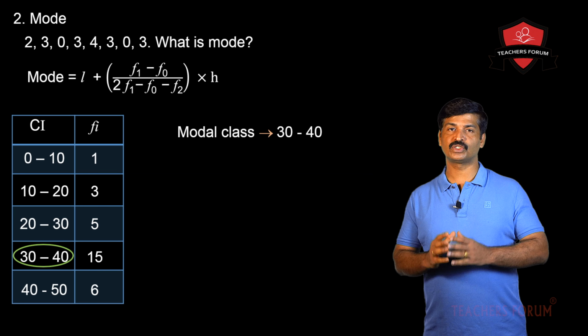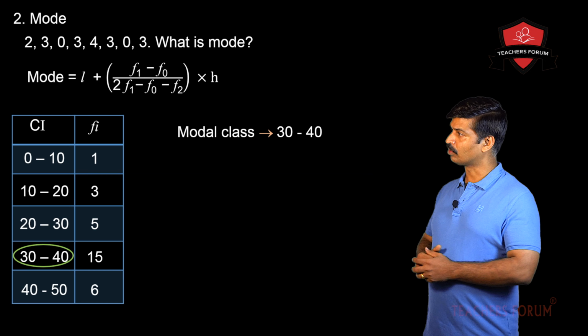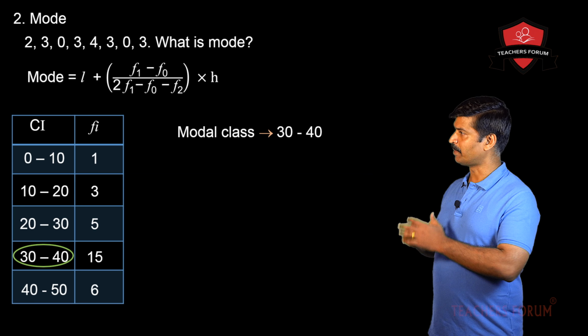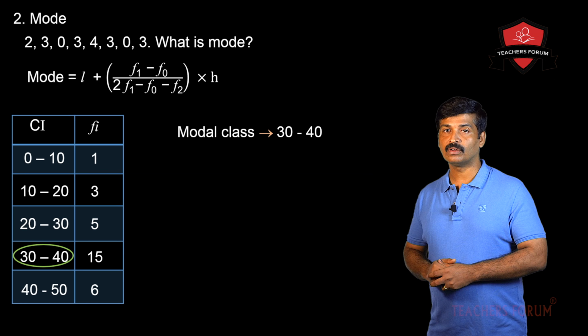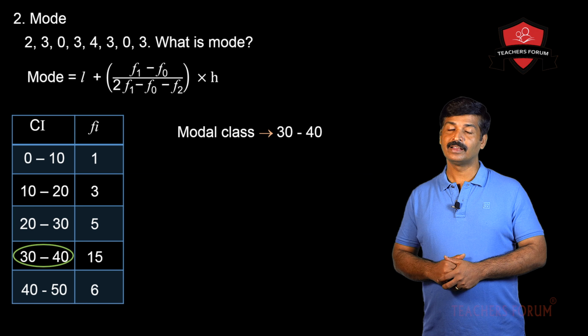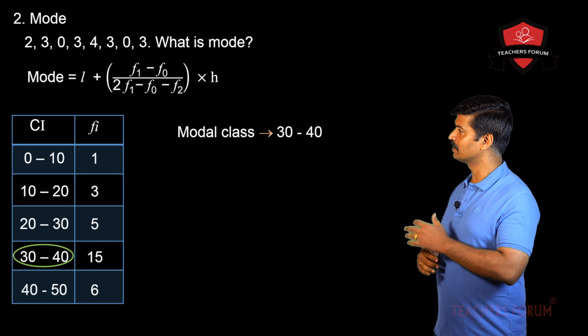I think you understood how to find the modal class. Look for the maximum frequency given. The maximum frequency is 15. So the corresponding class interval will be the modal class. So here the modal class is 30 to 40.